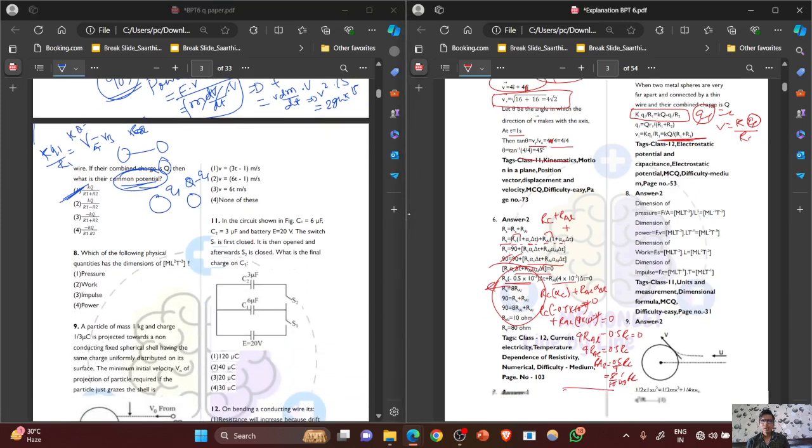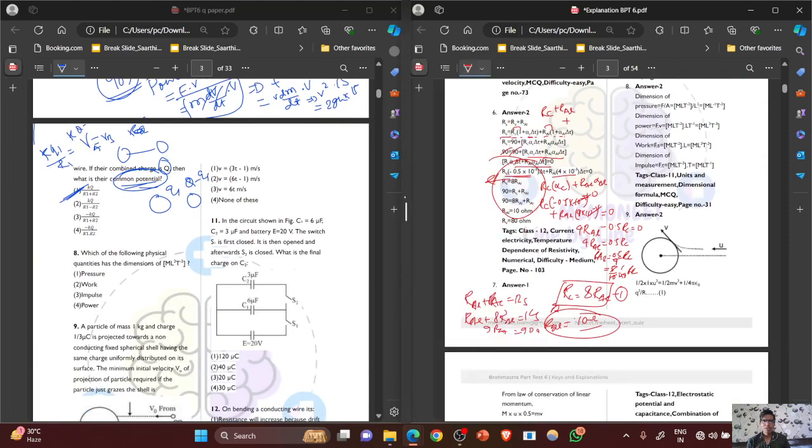Now moving ahead to the next question. It's a question of dimensions. Which of the following physical quantities has the dimension of ML squared T minus 2? We can calculate the pressure dimension. The power dimension is ML squared T minus 3. So the dimension of work is ML squared T minus 2. So the correct option will be option number second.